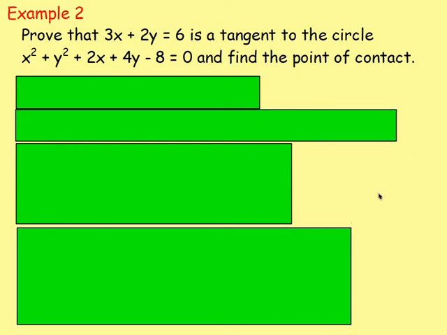Example 2. Prove that 3x plus 2y equals 6 is a tangent to the circle x squared plus y squared plus 2x plus 4y take away 8 equals 0, and find the point of contact.